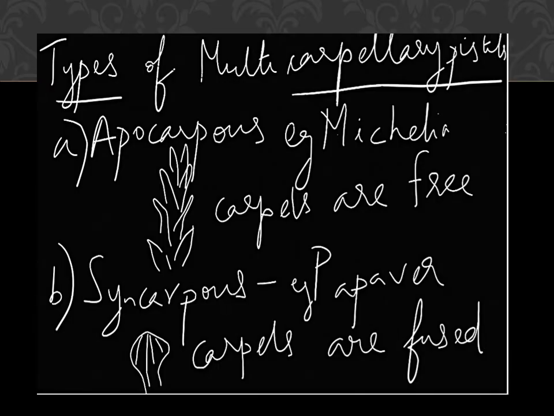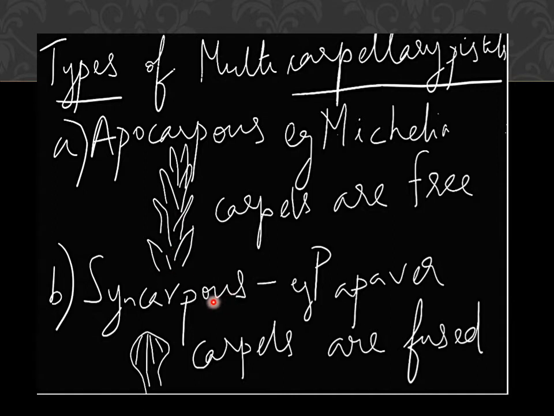Types of multicarpellary pistils. Multicarpellary pistils can be of two types. If the pistils are free from each other, then they are called apocarpous pistils. For example, in Michelia, you can see here the tips of the carpels are free.